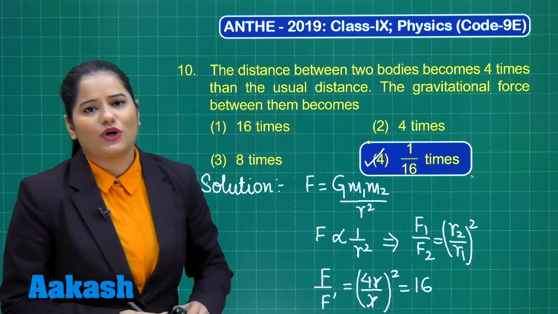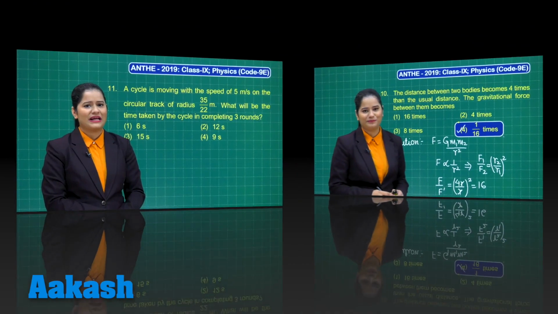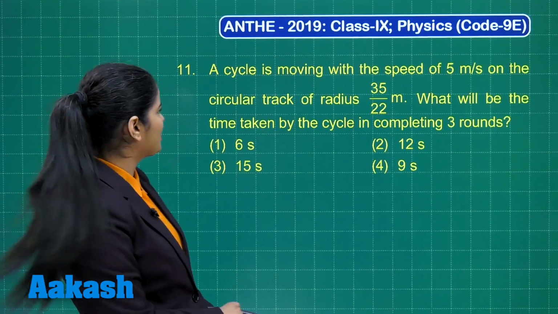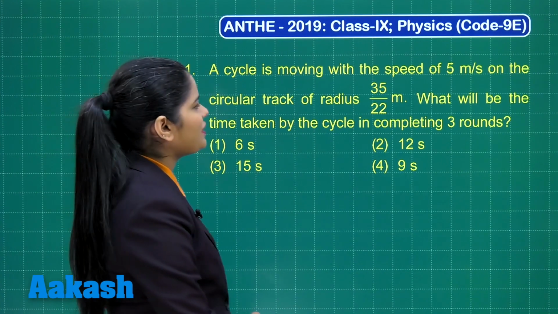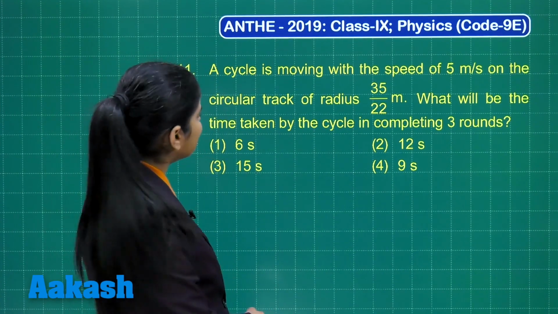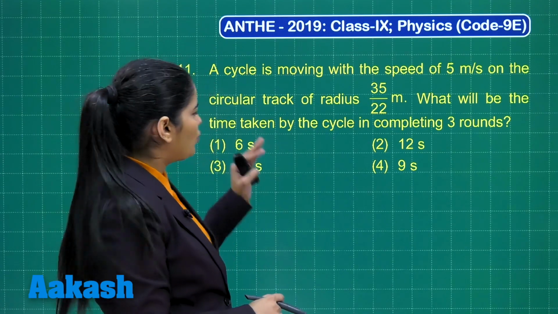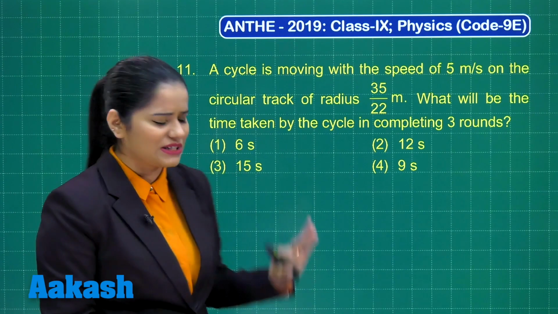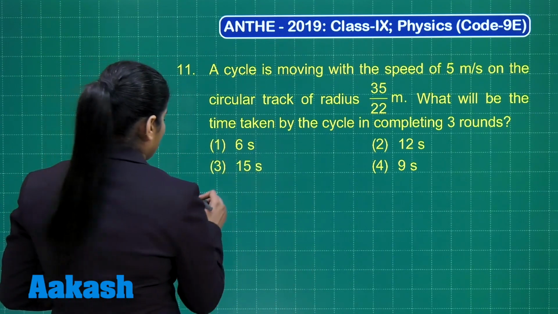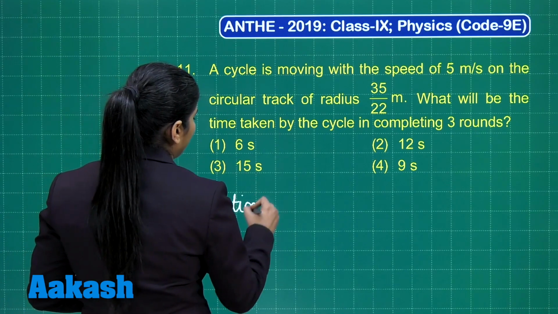I hope this question is also very clear to you. Let's proceed towards the discussion for the next question. So now I have here question number 11 for our discussion. This says a cycle is moving with the speed of 5 meter per second on a circular track of radius 35 by 22 meter. What will be the time taken by the cycle in completing 3 rounds? This is a pretty simple question. I hope you all have found this question to be the simplest question of the paper.